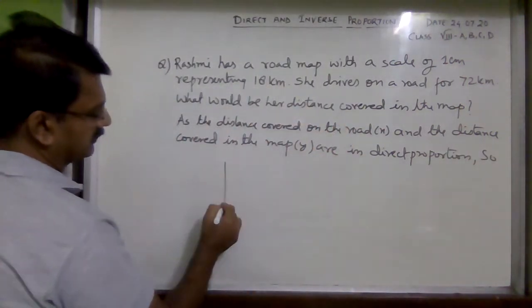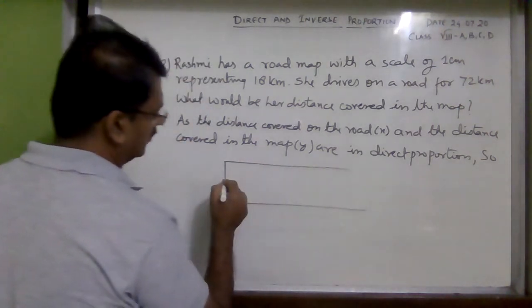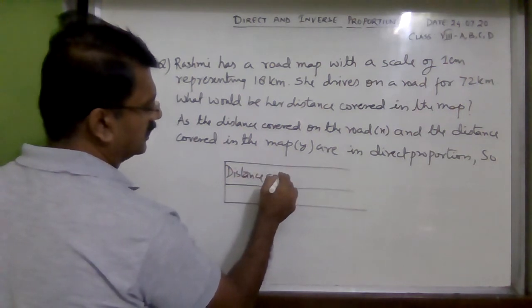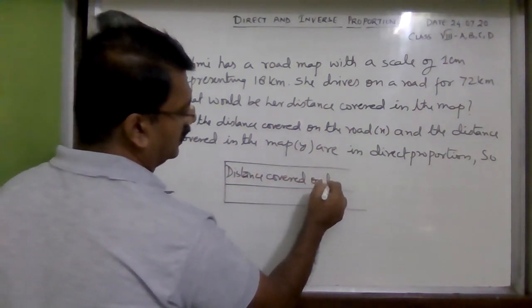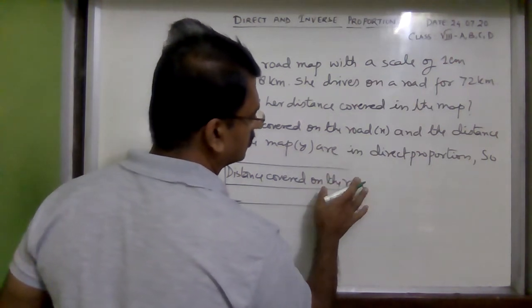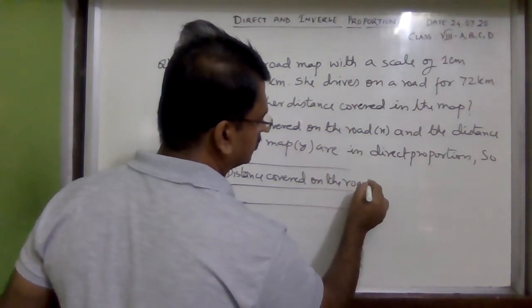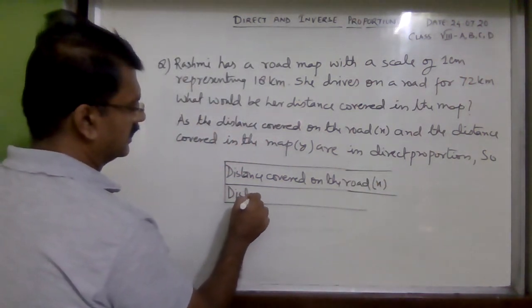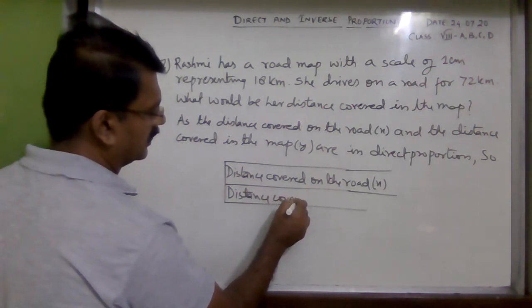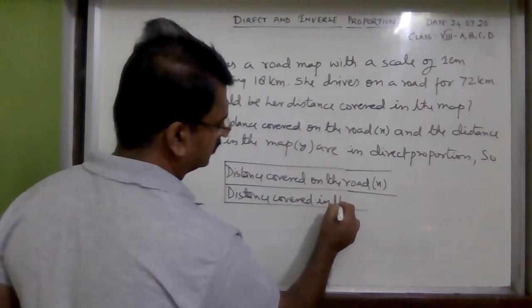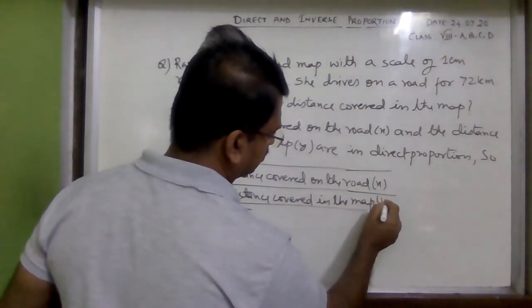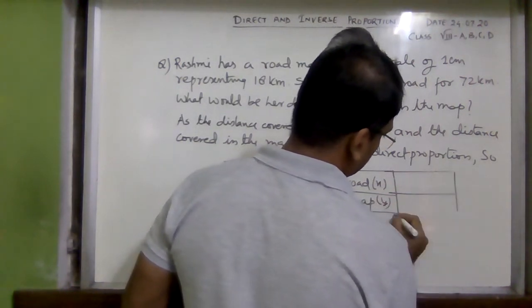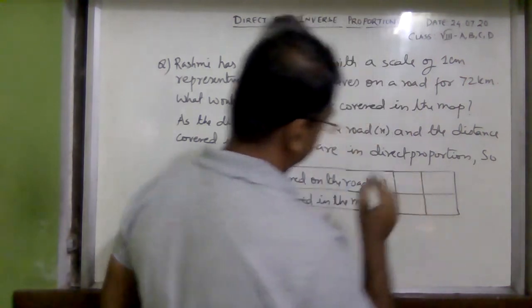so make a table. Distance covered on the road, distance covered in the map.